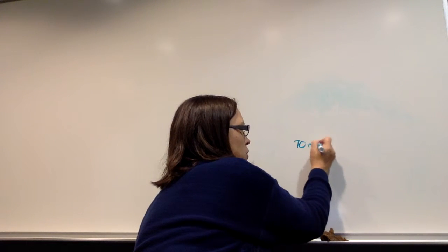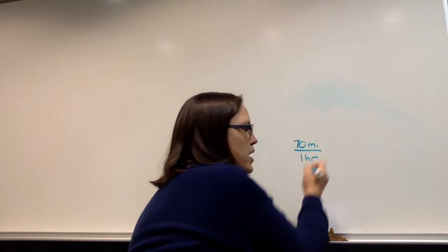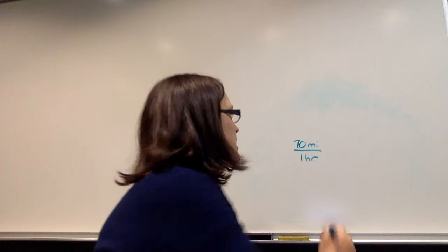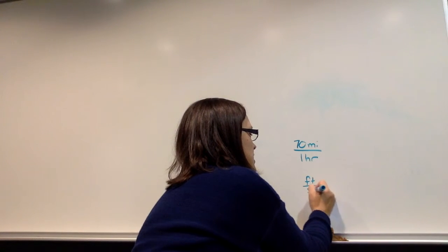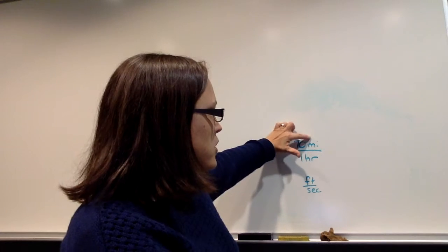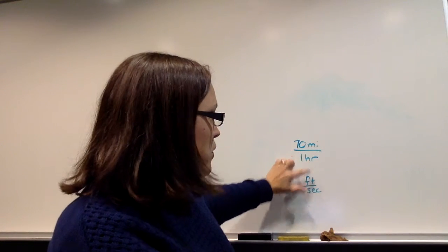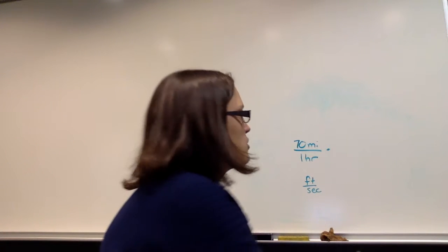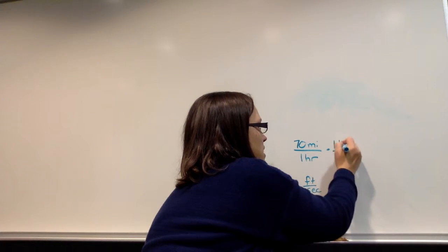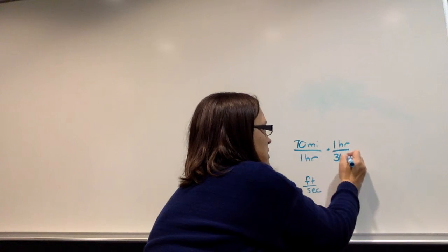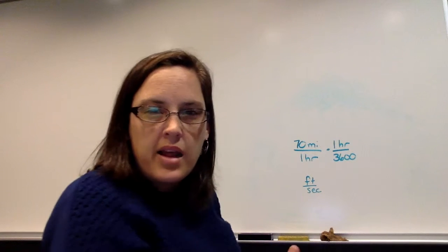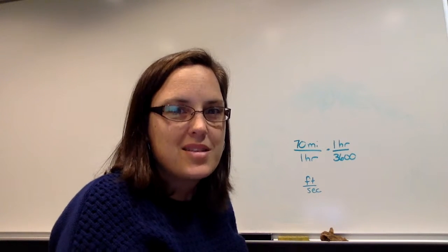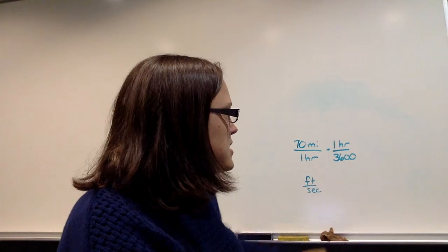So I'm going to start again with what I know, 70 miles per 1 hour. And it says, how fast is this in feet per second? So I'm trying to get to feet per second. Again, it doesn't matter if you start with miles or hours, but I'm going to try to get hours to seconds. And so in this example, I am going to use my little shortcut because I know that 1 hour is 3,600 seconds. And if you remember from the last problem, I got that by taking 60 minutes times 60 seconds to get 3,600.